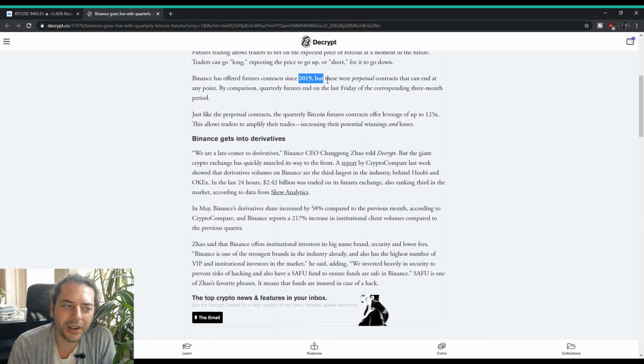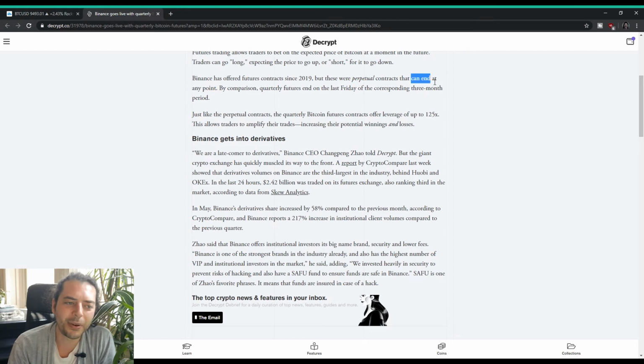It has offered futures contracts since 2019, but this article points out that they were perpetual contracts, in italics, and that can end at any point. At any point, they can end at any point. Well, nah. Is this person a trader? I highly doubt they're a trader. They don't really know what they're talking about. Oh my goodness.